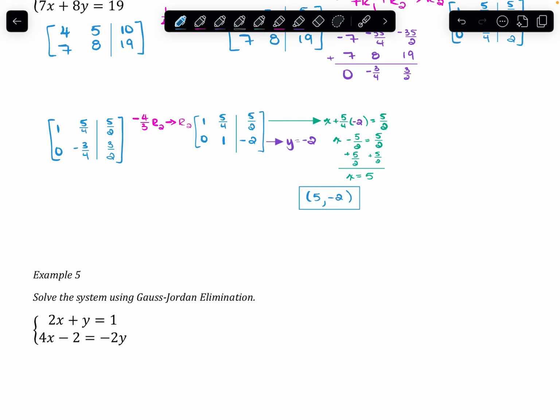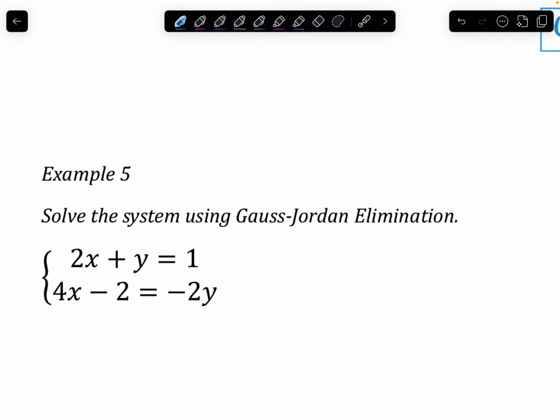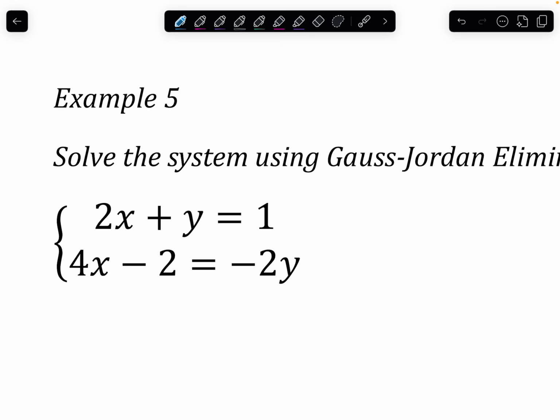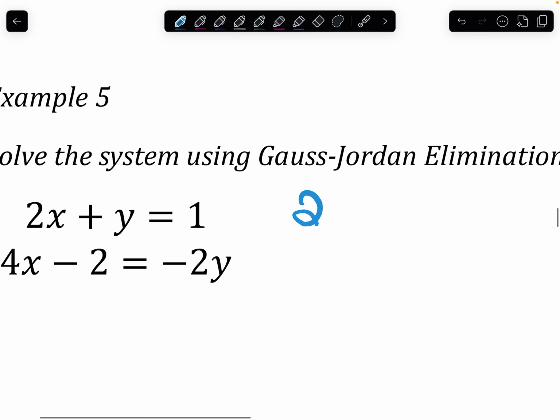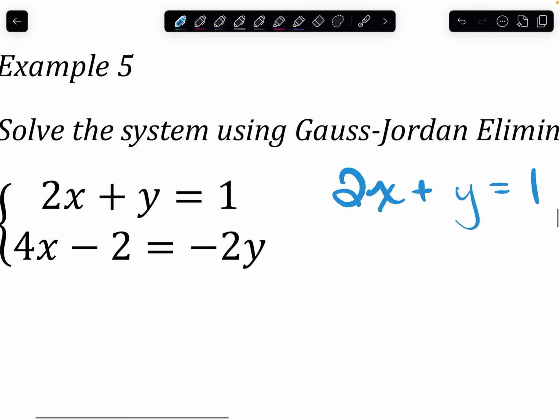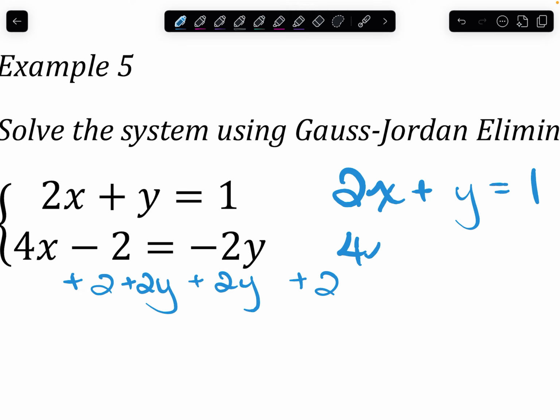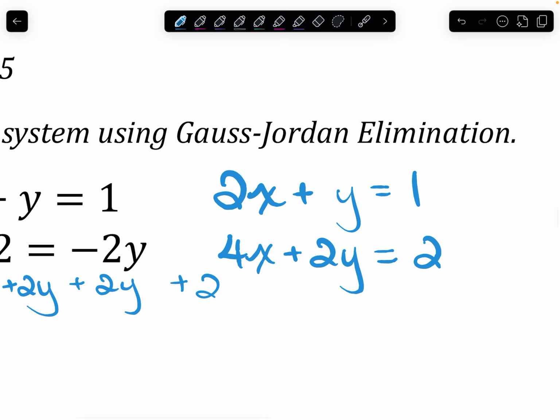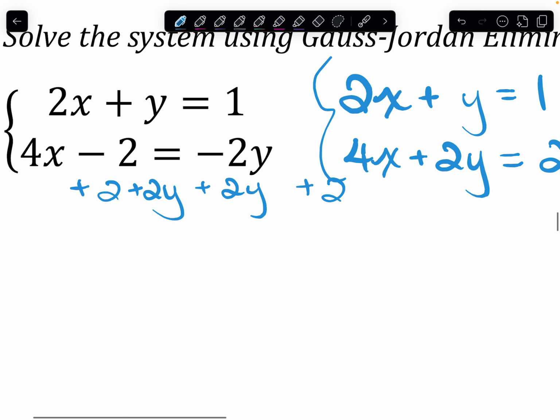Next, doing the same thing, solve using the Gauss-Jordan elimination. That means augmented matrix, to row echelon matrix, back solve to get x and y. All right, super important here to catch. Your top equation is good, but your bottom equation is not in the right format. So you've got to get it fixed first. So 2x plus y equals 1. So here we're swapping the 2y and the 2. They're on the wrong side. So we're going to add 2 to both sides. And we're going to add the 2y to both sides. So we're going to get 4x plus 2y equals 2.